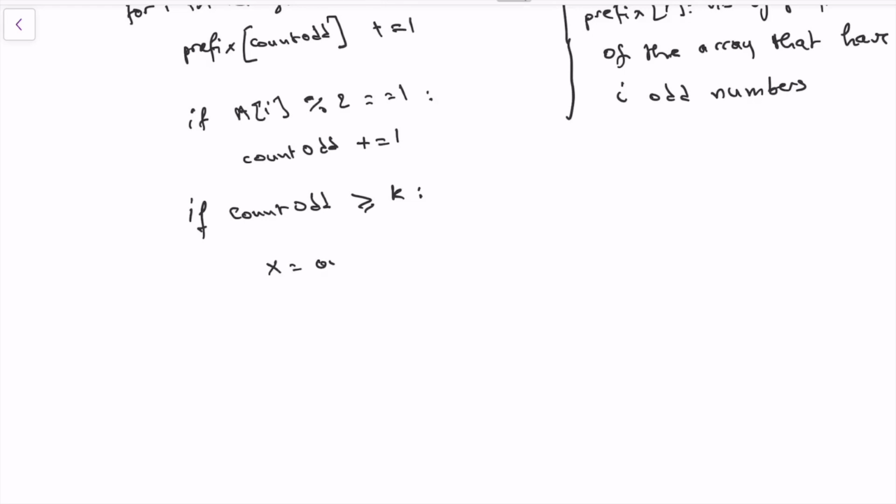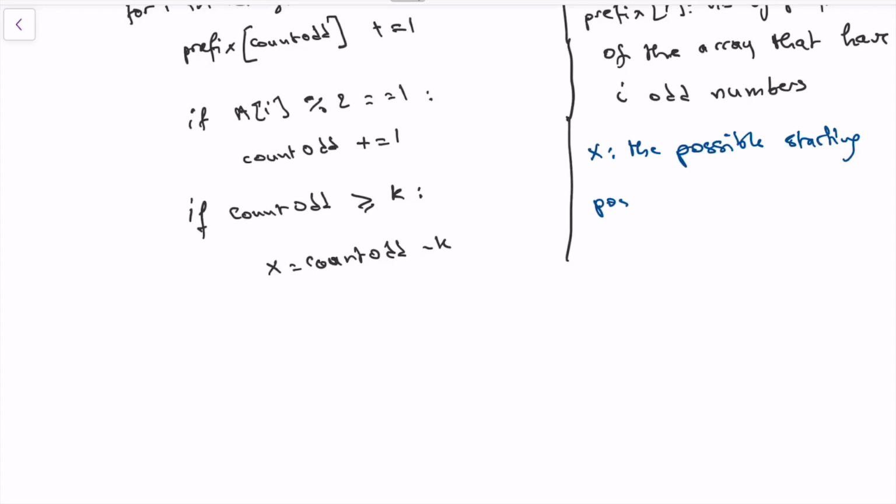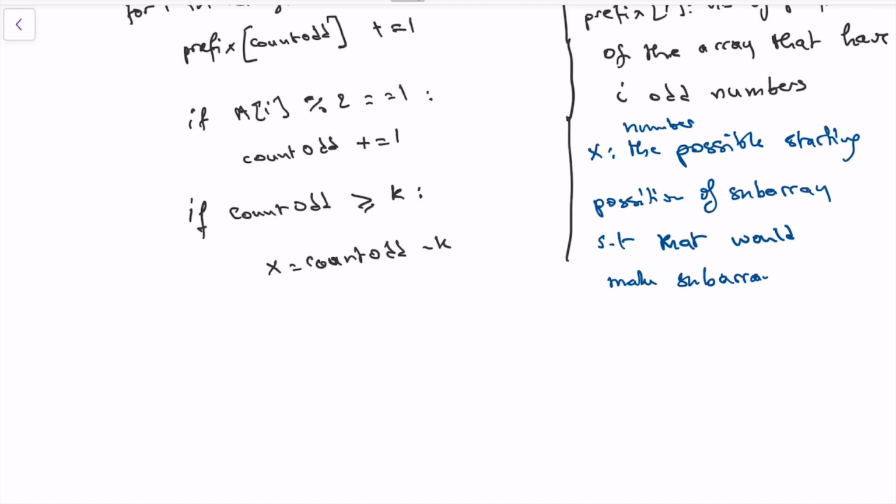So my x is equal to count odd minus k. And what x represents is just the possible starting positions of subarrays, such that basically the number of possible starting positions of the subarray that would make the subarray ending at I have k odd numbers.